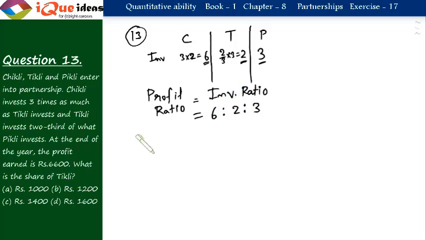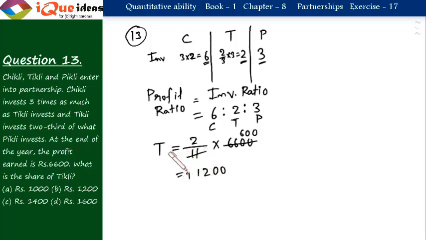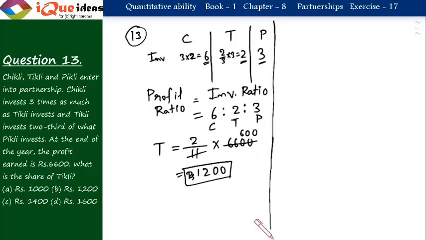So the share of Tikli, that means the middle one. This is Chikli is to Tikli is to Pikli. We want the share of Tikli, that is equal to 2 divided by 6 plus 2, 8 plus 3, 11, into the total profit of 6,600 rupees. So 11 cancels 6,600, that is 600, into 2, which is 1,200 rupees. You could also find the profit shares of others, but here the question is asking only for the share of Tikli.